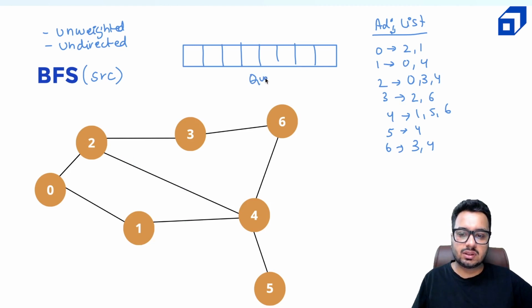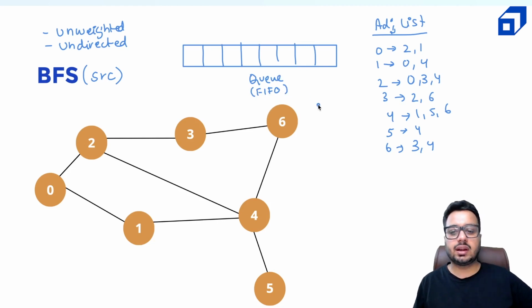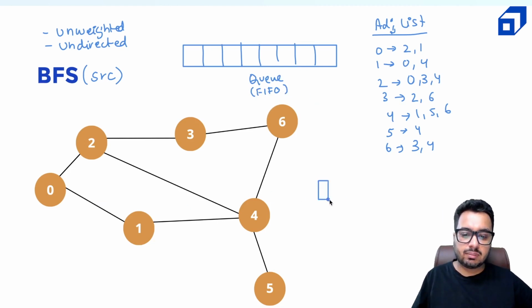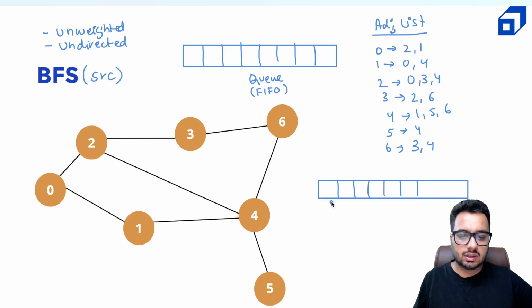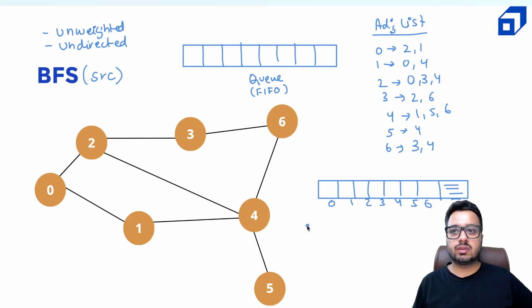It is an empty queue as of now, right? The queue has a FIFO property, first in first out property, right? So it is a FIFO queue here, and apart from it, I'm making one more data structure, which is going to denote whether a node has been visited or not. So 0, 1, 2, 3, 4, 5, 6. I think this is sufficient. So we will mark whether a node is visited or not. Right now nothing is marked, nothing is visited.